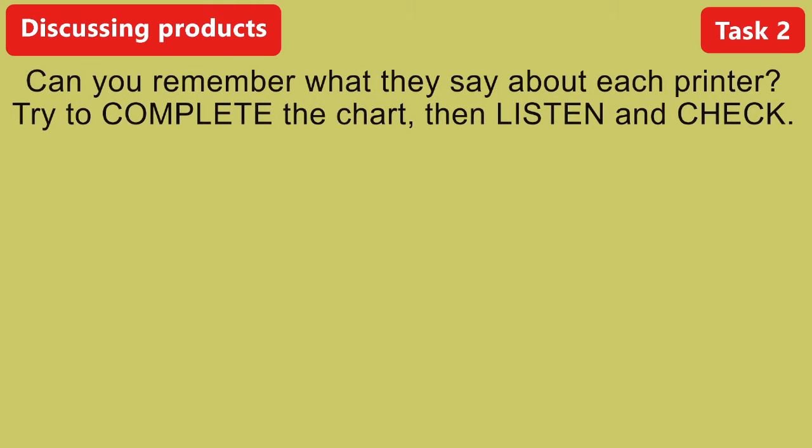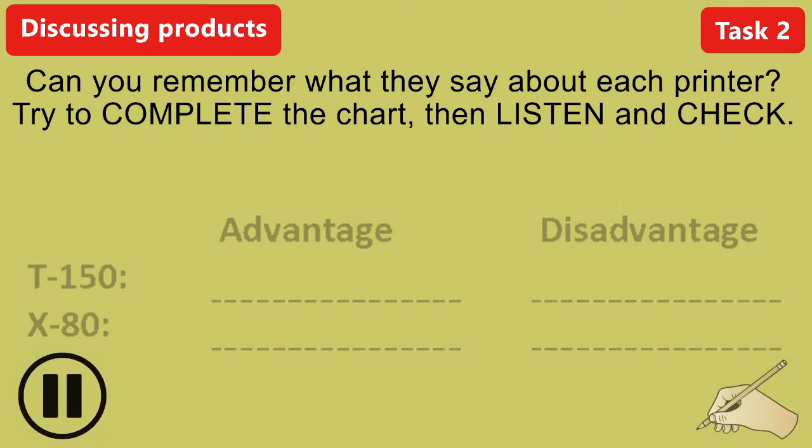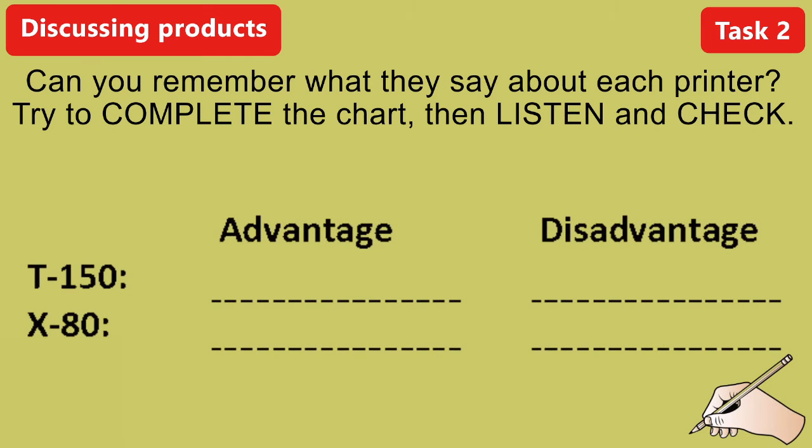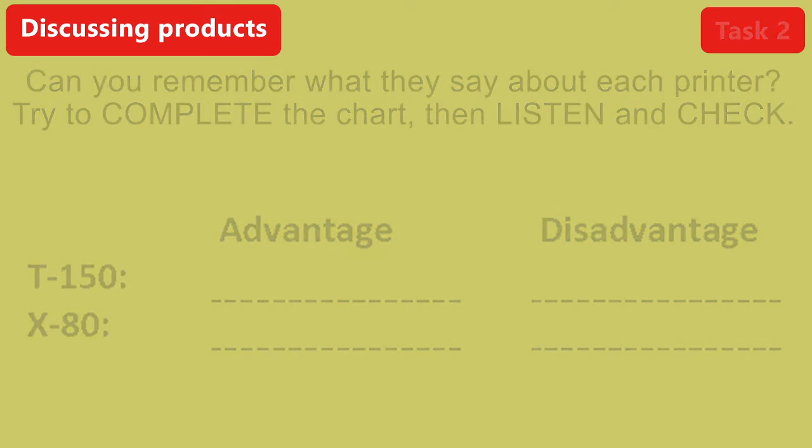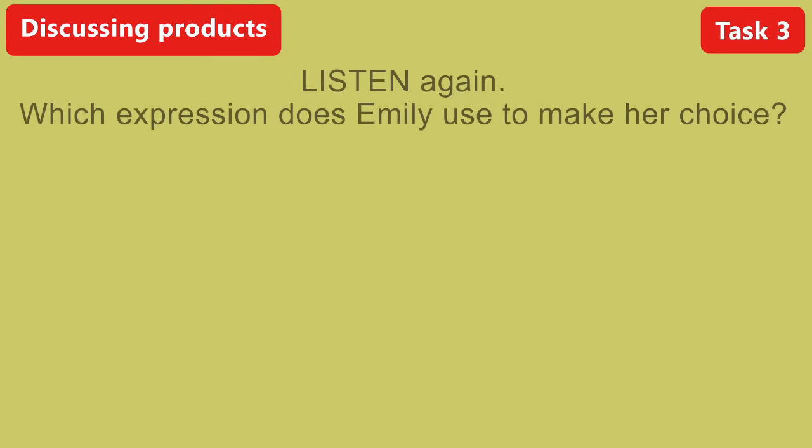Can you remember what they say about each printer? Try to complete the chart, then listen and check. Listen again. Which expression does Emily use to make her choice?